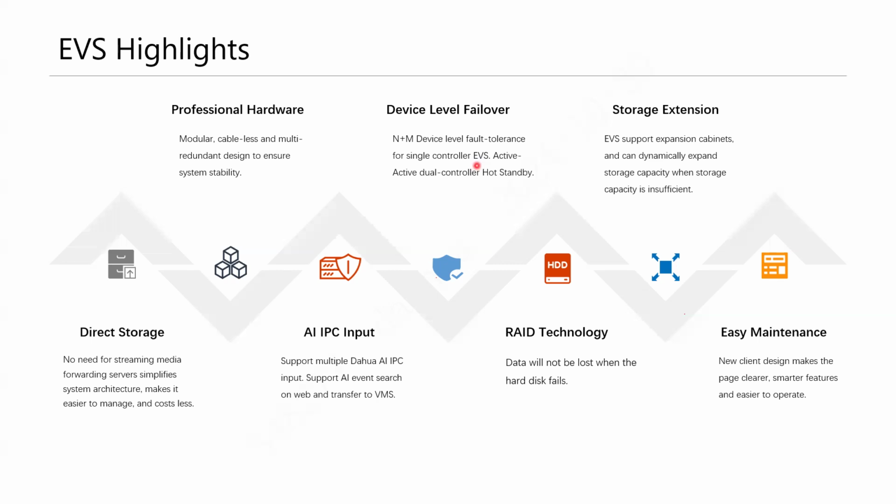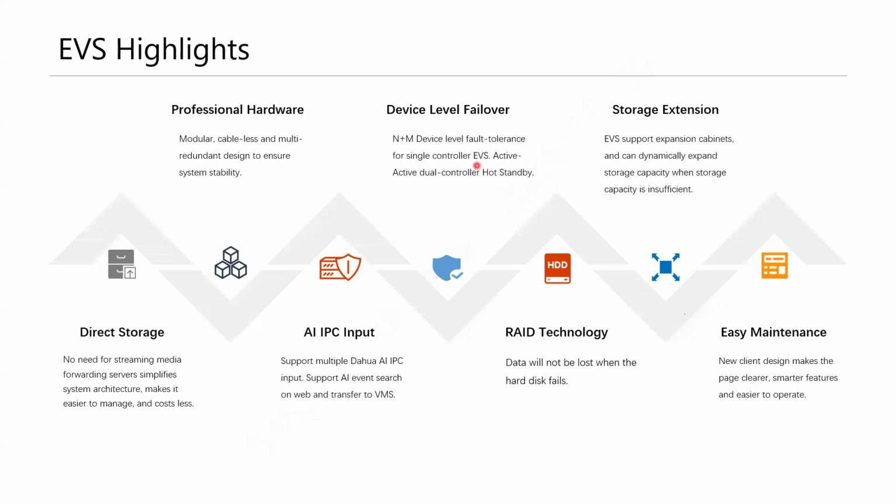Same case again, we have the storage extension, whereby this can support expansion cabinets and can dynamically expand the storage capacity when the storage capacity is insufficient. So you can use, for example, the mini SAS architecture, just to ensure you can expand the storage for the devices. So through this, there's a direct storage of the video feeds, whereby it's less costly, easier to manage the devices, and simplifies how the servers are going to communicate when collecting the video streams from the cameras to, for example, the EVS.